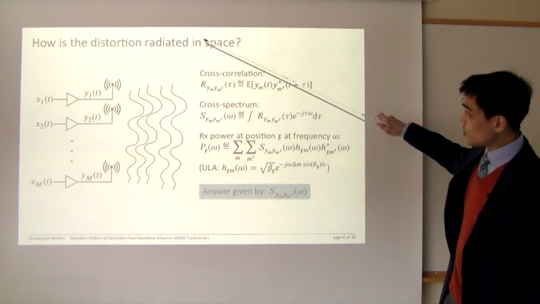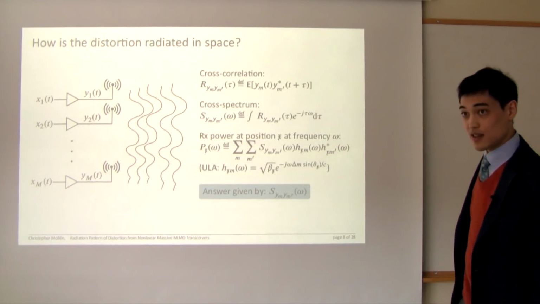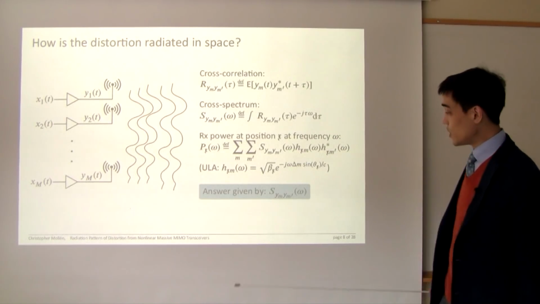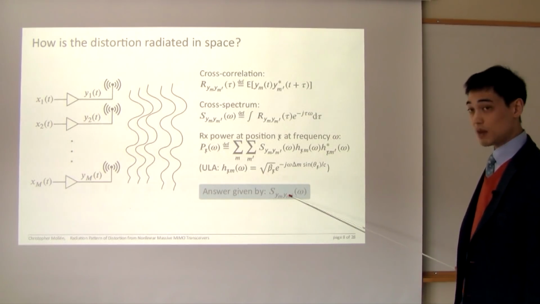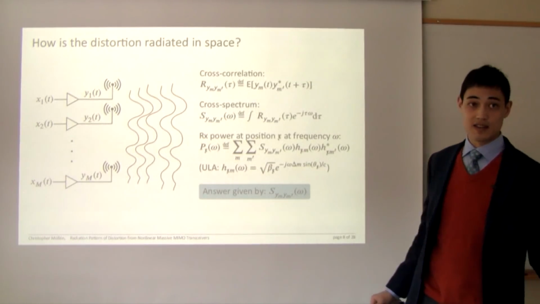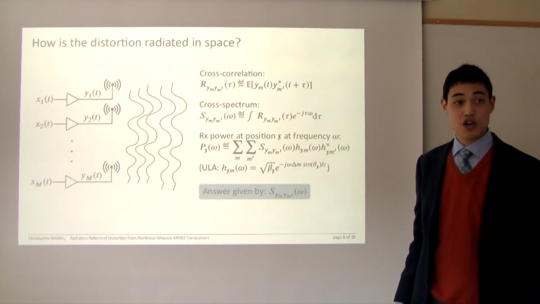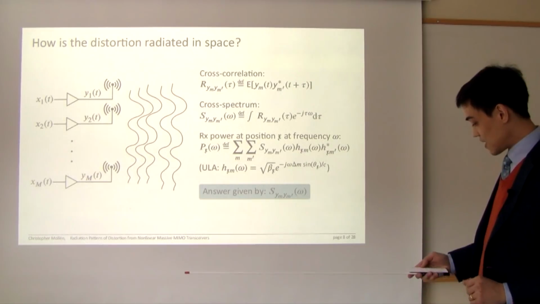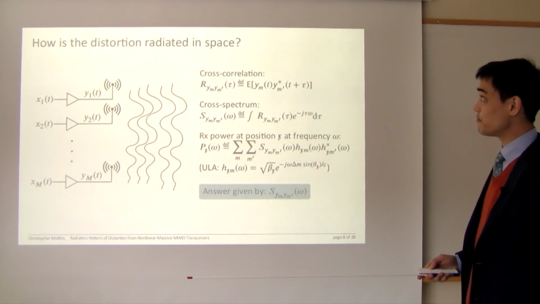So the answer to this question is given by this spectrum here. So if we can determine this cross spectrum, then we can also characterize the radiation spectrum of any signal. So that's what we will be doing in the next few slides.